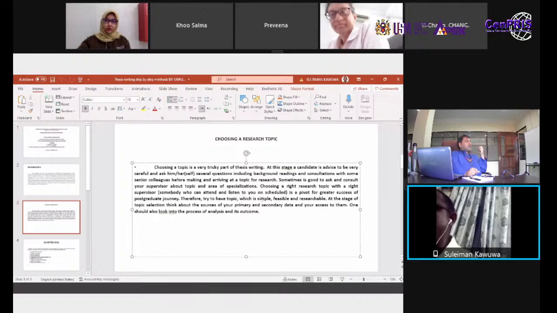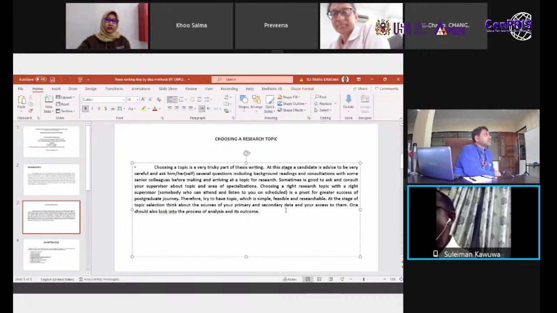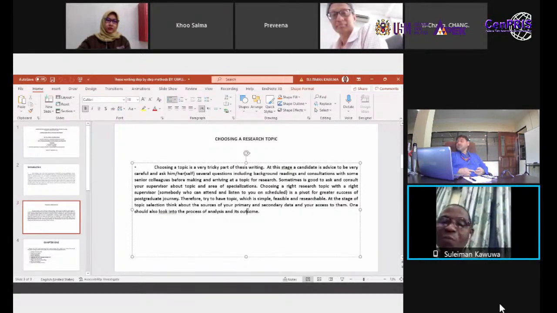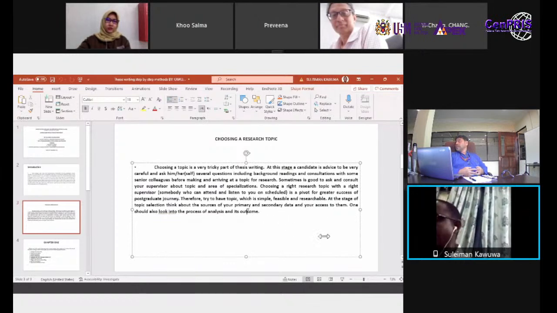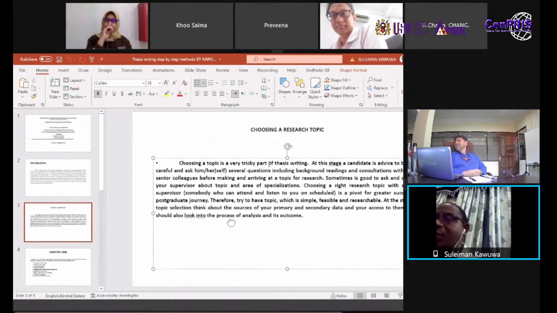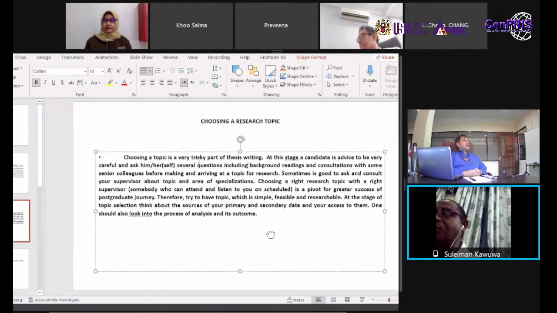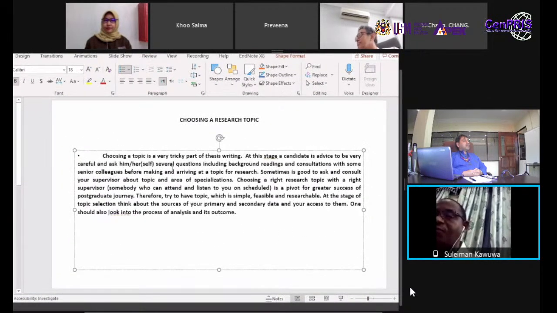At the stage of topic selection, think about the sources of your primary and secondary data and your access to them. One should also look into the process of analysis and its outcome, because most postgraduate students find it very difficult when they choose the wrong topic. So choosing the right topic is key to the success of our postgraduate study. Are we together?